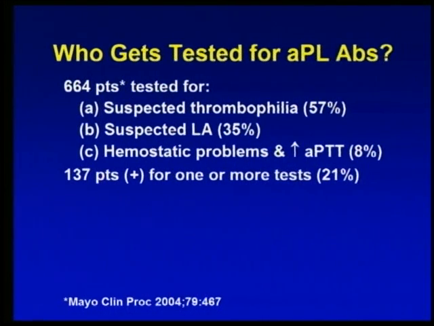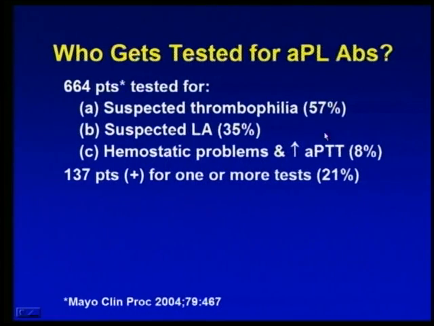And so they looked at 664 patients whose blood was sent for testing for antiphospholipid antibodies. And they asked the question, who is getting tested and what do these antibodies mean in terms of the clinical questions and clinical disease of these patients.